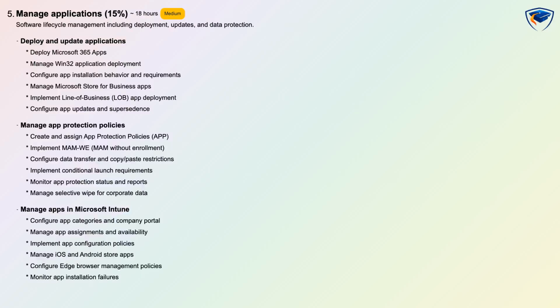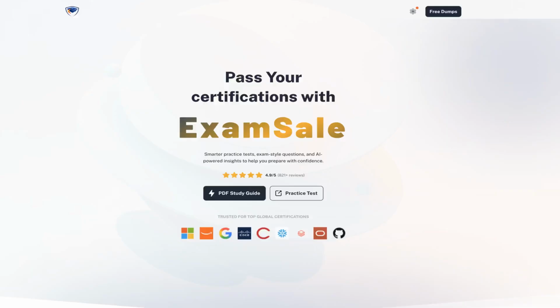The third domain, Deploy and Manage Endpoints, contributes to 20% of the exam questions. It focuses on planning and executing modern OS deployment using Autopilot and infrastructure integration. This domain requires the candidate to have experience in assessing infrastructure requirements, selecting deployment tools, and planning for hardware and software inventory. Candidates will also be tested on their ability to implement Windows Autopilot, including extracting and uploading device hardware hashes, creating and assigning Autopilot deployment profiles, and configuring the enrollment status page.